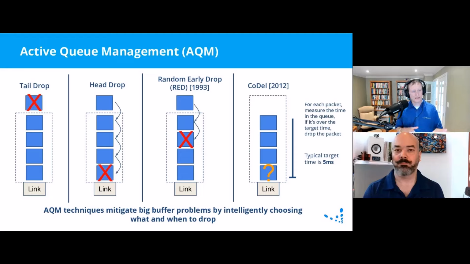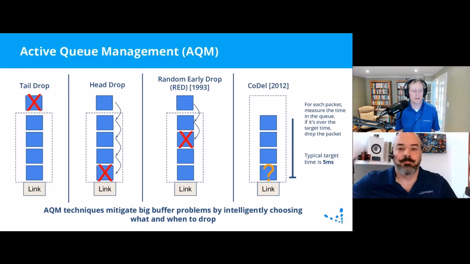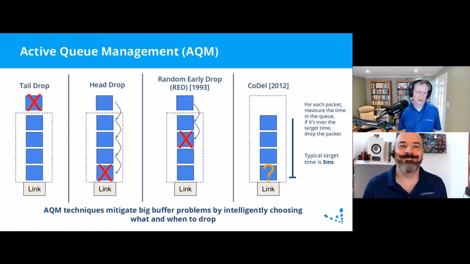So the very simplest example is the one I have on the left there, a tail drop policy. This is what most equipment implements. It's the easiest one to do. If the buffer's full, you drop the packet you were trying to put in. So simplest, dumbest, worst from a latency and performance perspective.